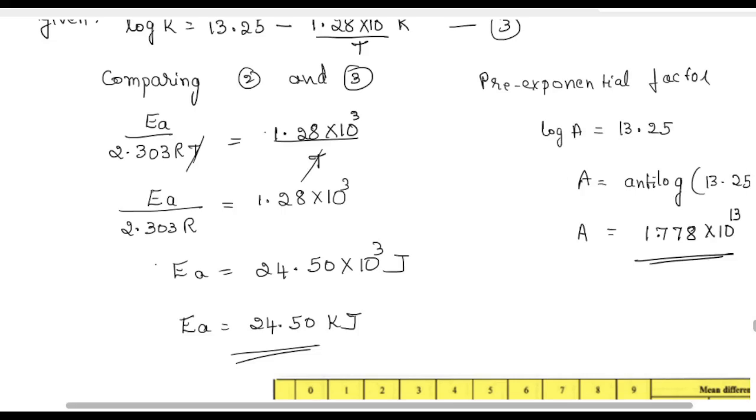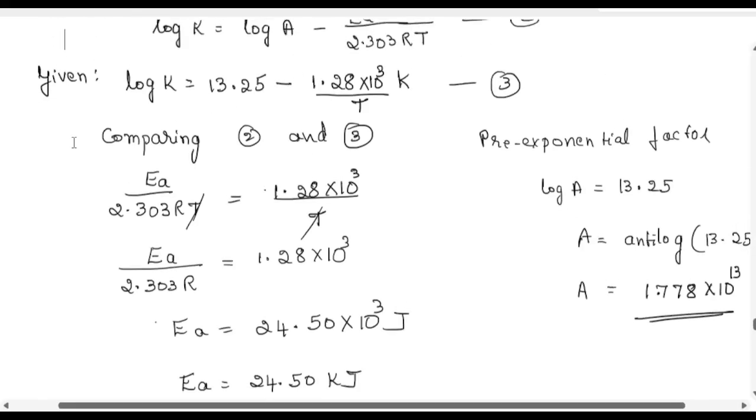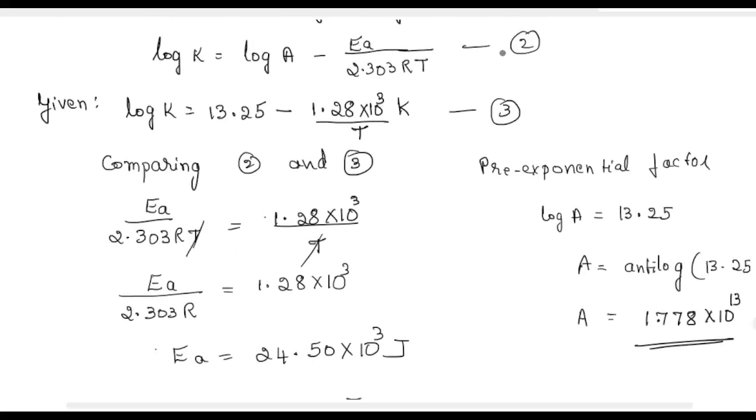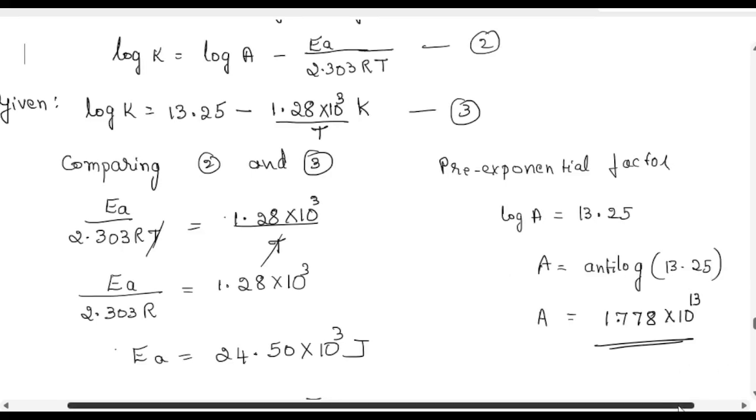On comparing these two equations, your log A is 13.25. We need to find A. So log A equal to 13.25. A will be antilog of 13.25. So how to find antilog of 13.25? Whatever the number that comes before the decimal point will go as power, that is 10 to the power of 13. And we need to find the antilog of 0.25.